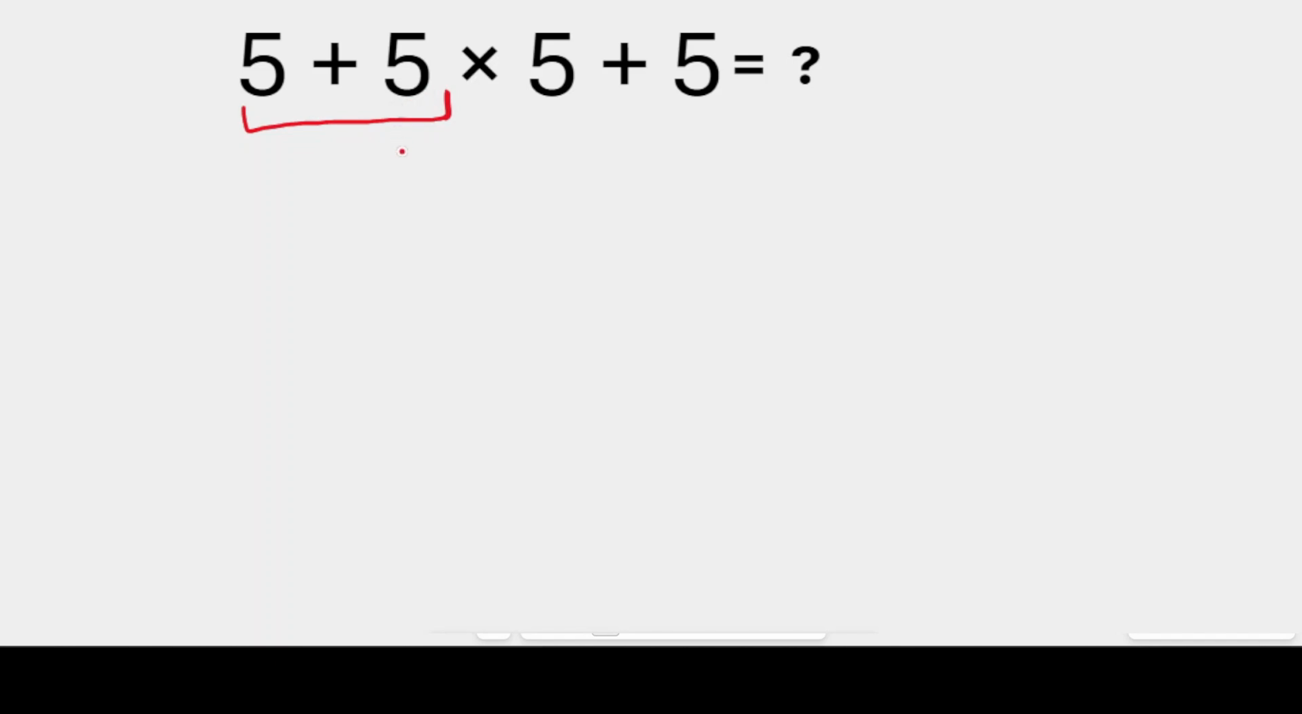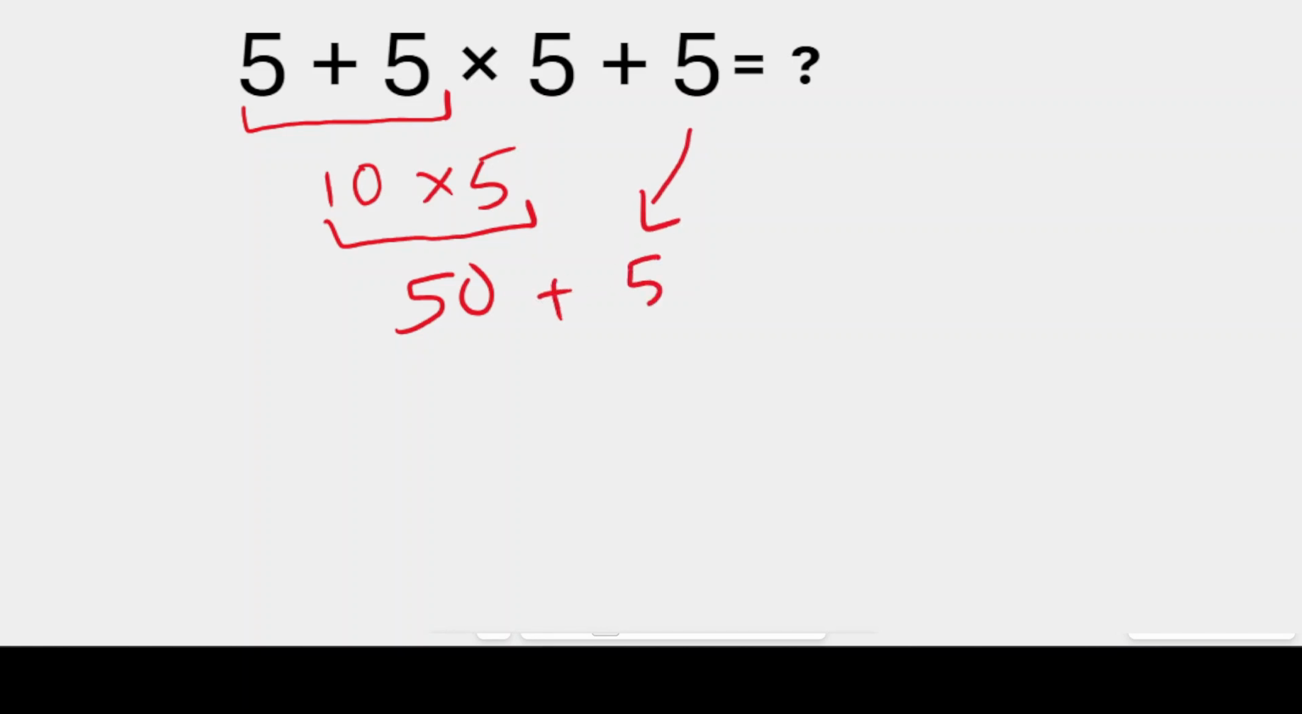5 plus 5 is equal to 10, multiplied by 5 we will get 50. 50 plus 5 is equal to 55. But this answer is also wrong because we did not follow the order of operations called PEMDAS.